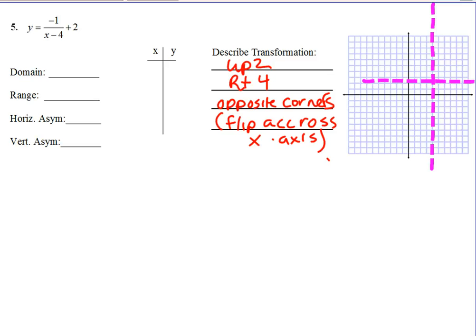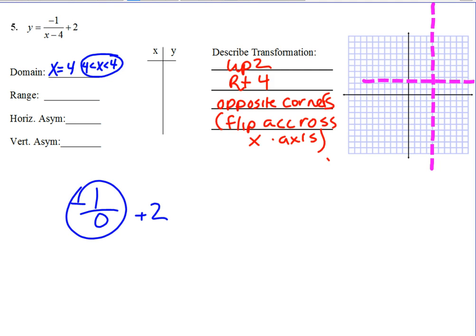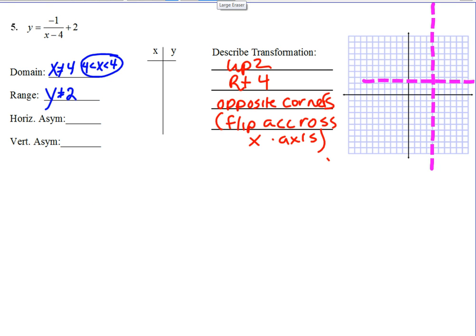So, my domain. What can x not be? X can't be 4. So my domain is that x has to be less than 4 and greater than 4 at the same time. It can't be equal to 4. My range. Well, I'm never going to get a 0. So first you have to think, what happens if I get a 0? The answer isn't just 0, because this can't be 0, but the whole thing could be 0 because at the end you add 2 to it. So my y can't be 2, because it's like that 0, it can't be 0, add it plus 2. So my y has to be less than 2 and greater than 2, not equal to 2.